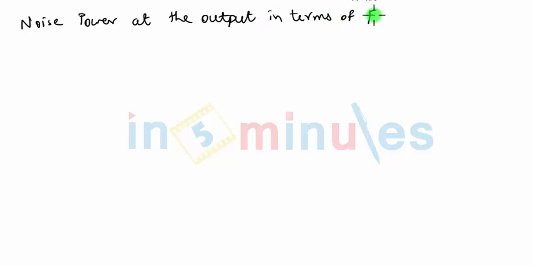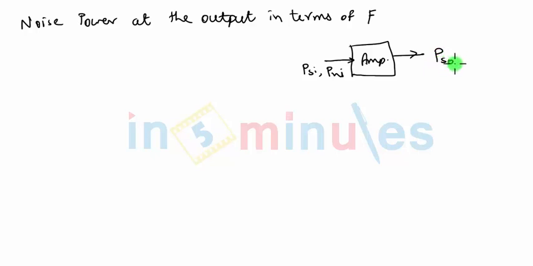We will now define noise power at the output in terms of noise factor F. So what I've done is I've taken an amplifier. Let's say this is an amplifier to which we are applying an input signal with input signal power PSI and input noise power PNI. On the output side, the output signal will have signal power PSO and the noise power PNO. What we are going to discuss right now is what will be the expression of output noise power in the form of the noise factor.